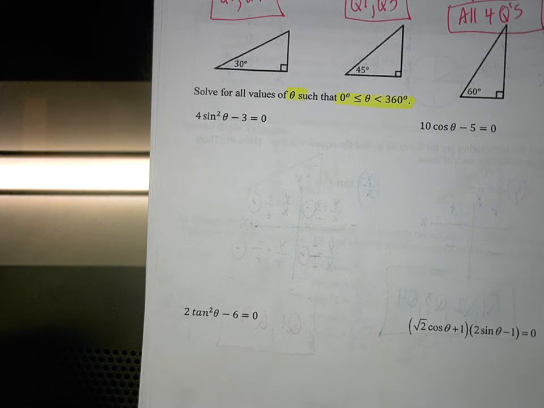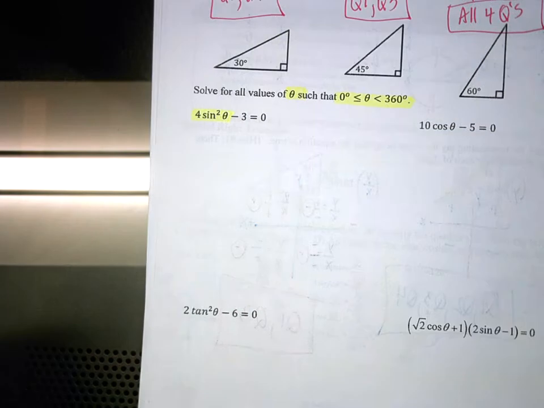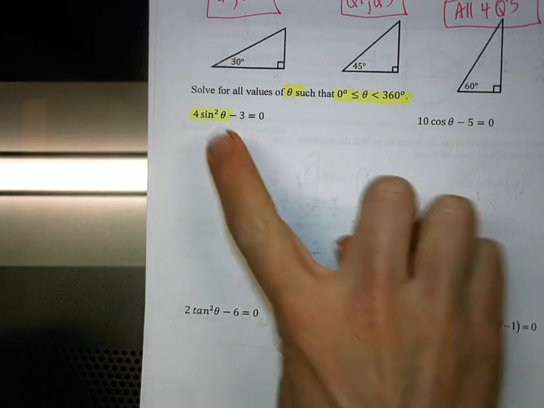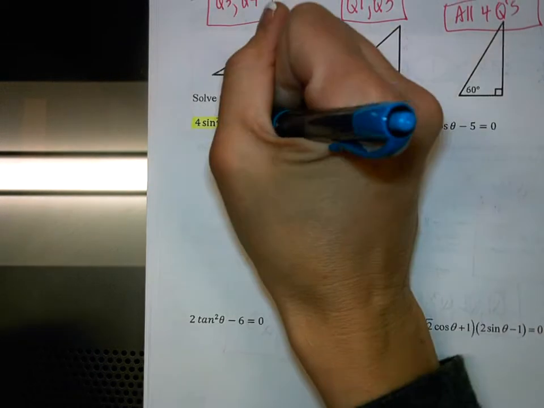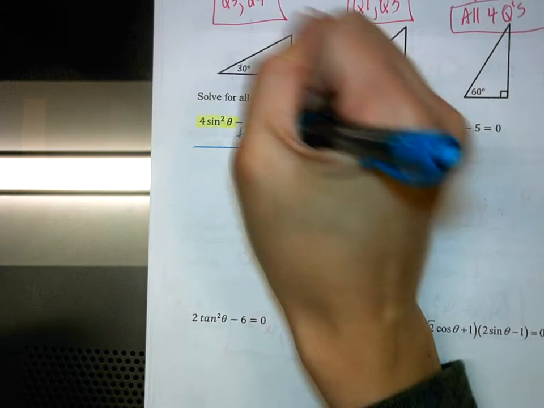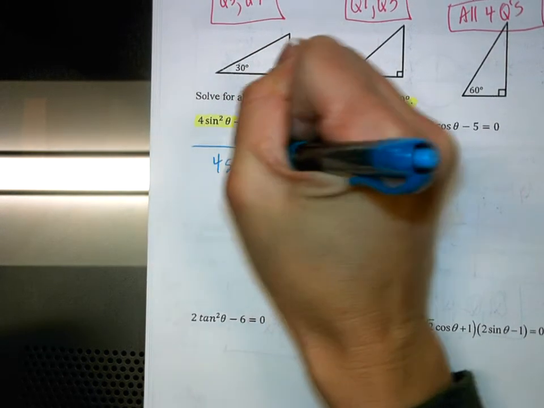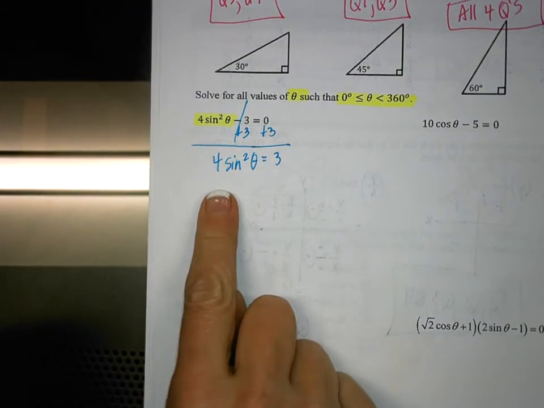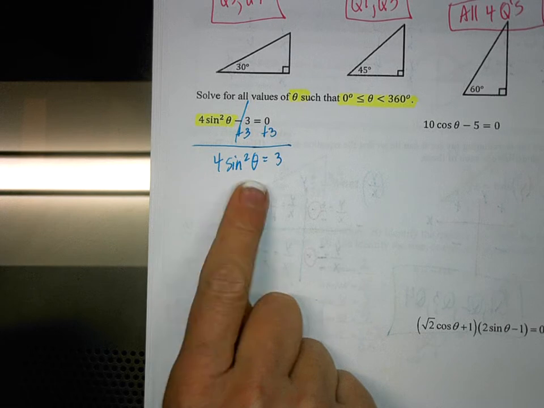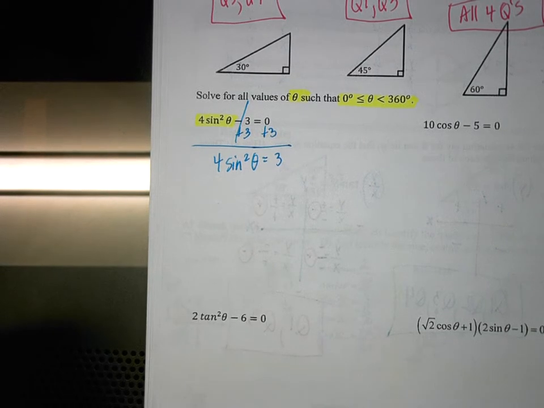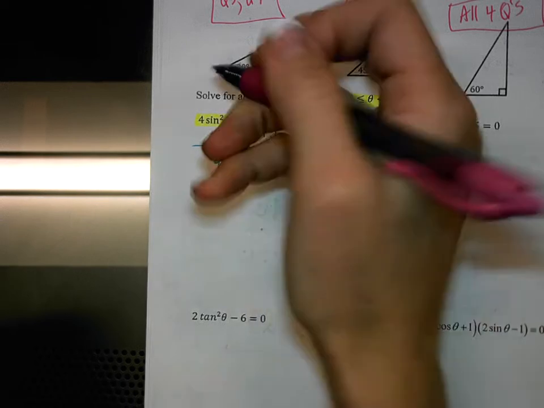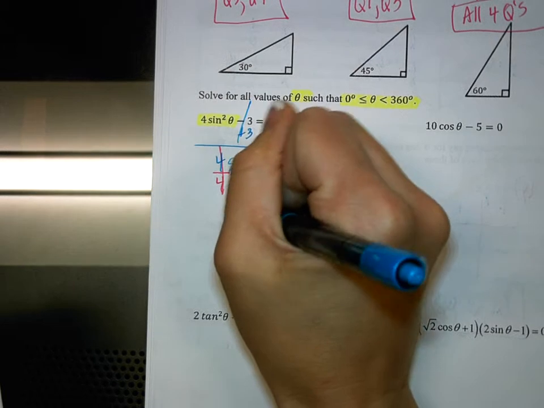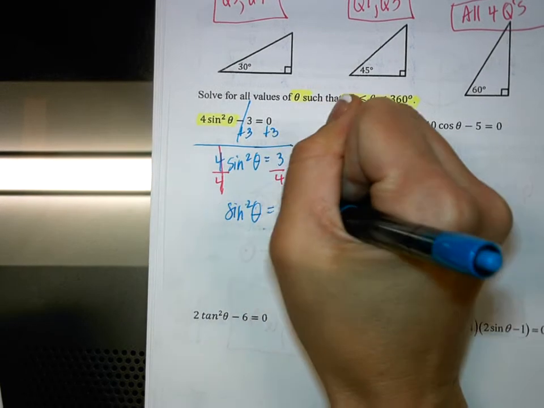So we have 4 sine squared of theta. We want to get this by itself. What would I do to get rid of that minus 3? Very good. So we have 4 sine squared theta equals 3. The next thing we want to do is eliminate the 4 in front. The 4 is multiplying the sine squared of theta. What will I do now? Divide by 4. So now I have sine squared theta equals 3 over 4.